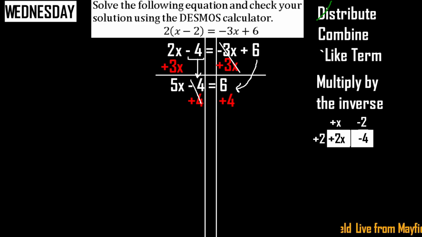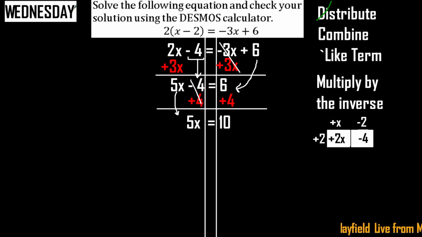The 4's cancel out on the left. Let me draw this line again. Copy, paste. And so we have, again, that 5x. Since nothing happened to that, it's still going to come down. On the right side, we're going to have positive 10. So again, we did 6 plus 4 is positive 10.